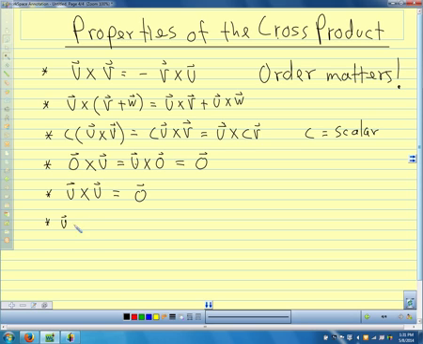And if we combine a dot product and a cross product, U dot V cross W, I can do the cross product first or the dot product first. So I could do V cross W dot U, and this would also equal U cross V dot W. So I can change my order of the dot and the cross product.